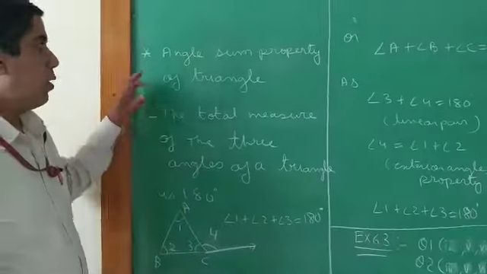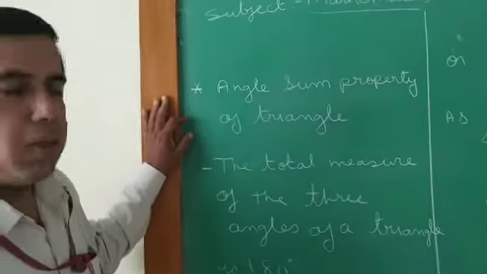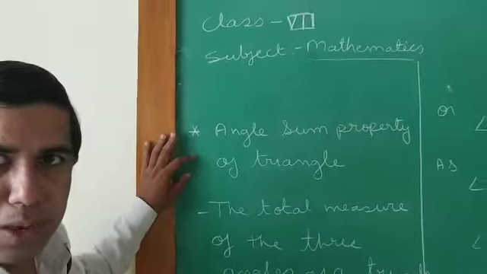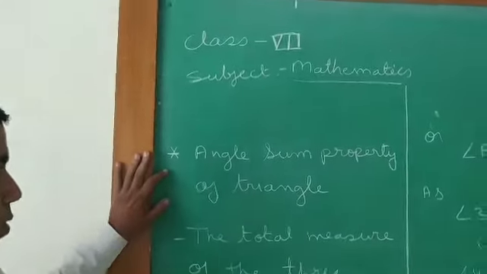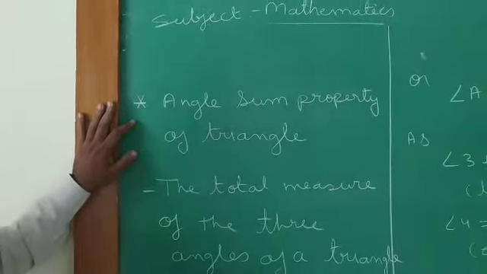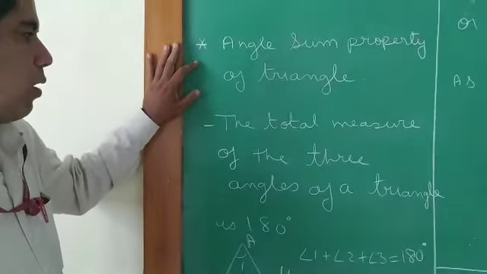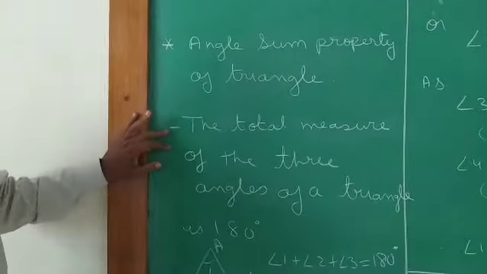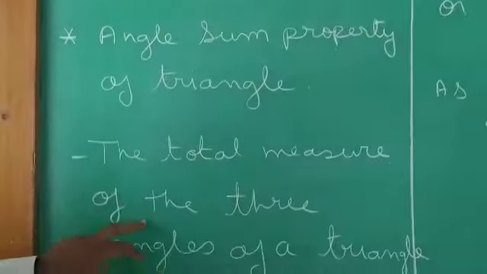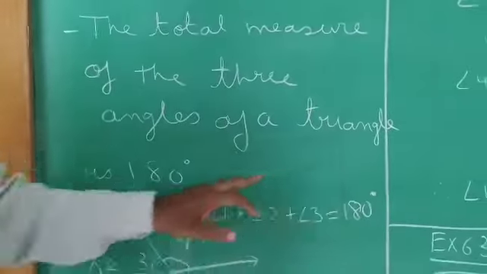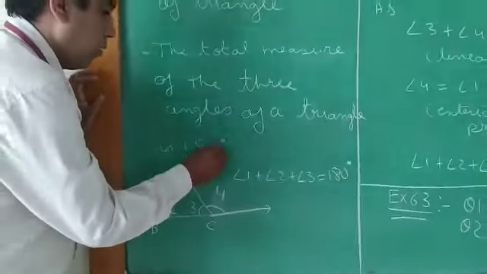Today we are going to discuss exercise 6.3. In that, we are going to discuss some properties. So the first one is the angle sum property of a triangle. What is that? Just see the statement here. The total measure of the three angles of a triangle is 180 degrees.